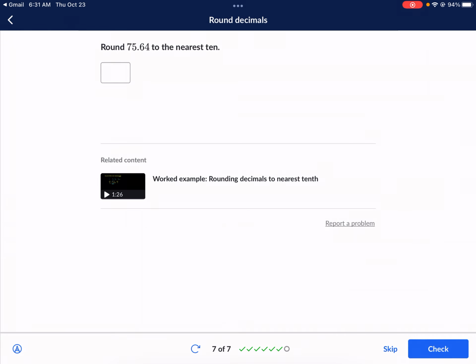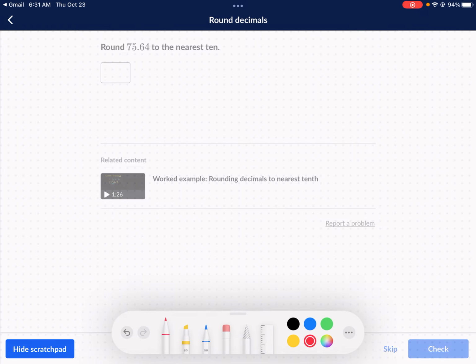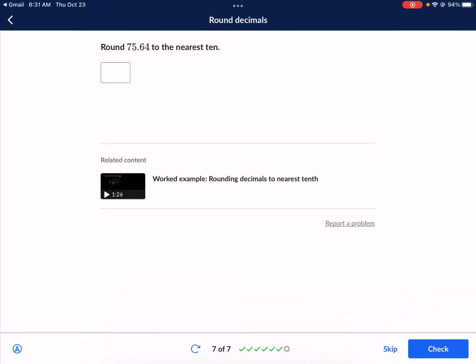Hopefully it's a rounding down for the next one. And it's not. So tens place. Tens place is that 7. The 5 is the next one over. That 5 is big enough to move it up. So we're going to just move that up to an 8. Zeros into the decimal, and then nothing else after that. 80 is our answer.